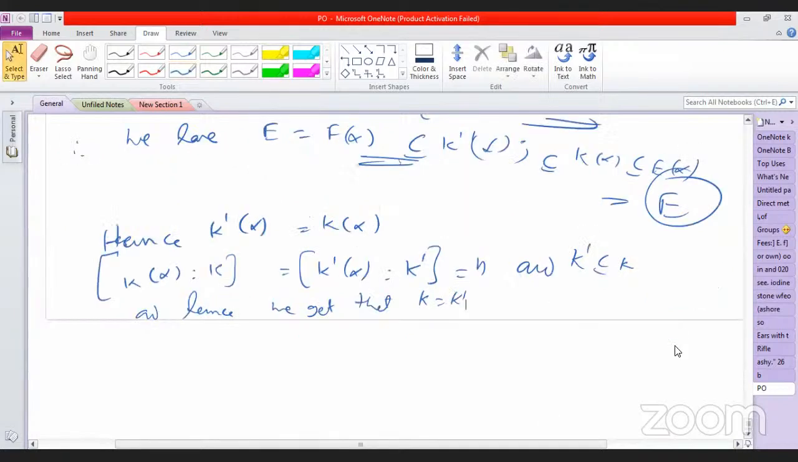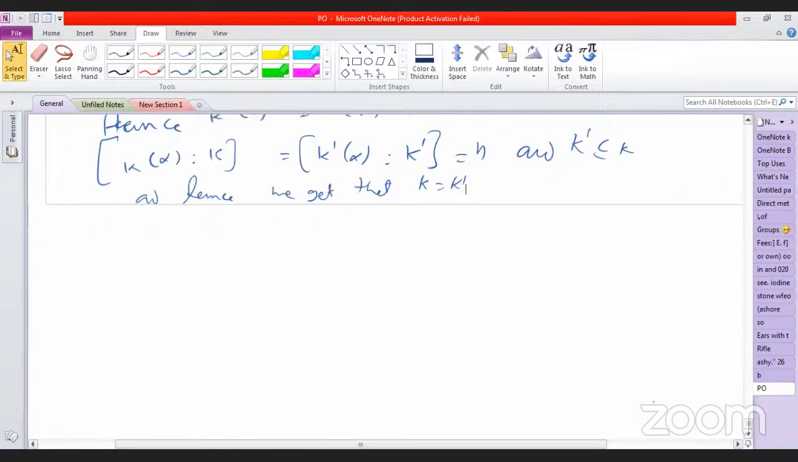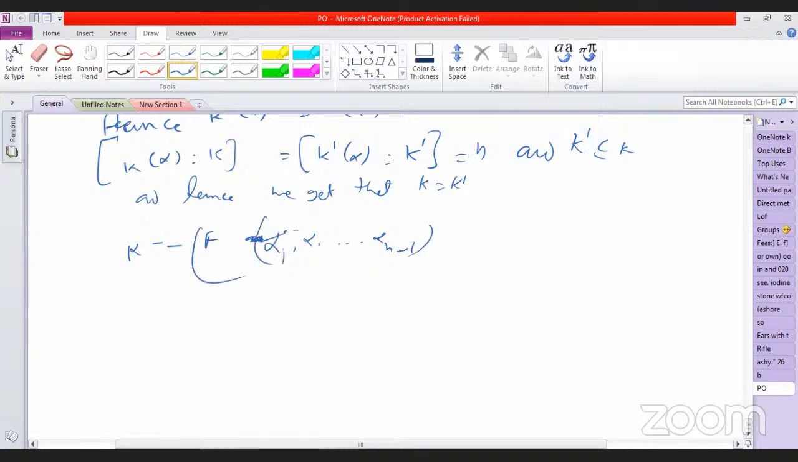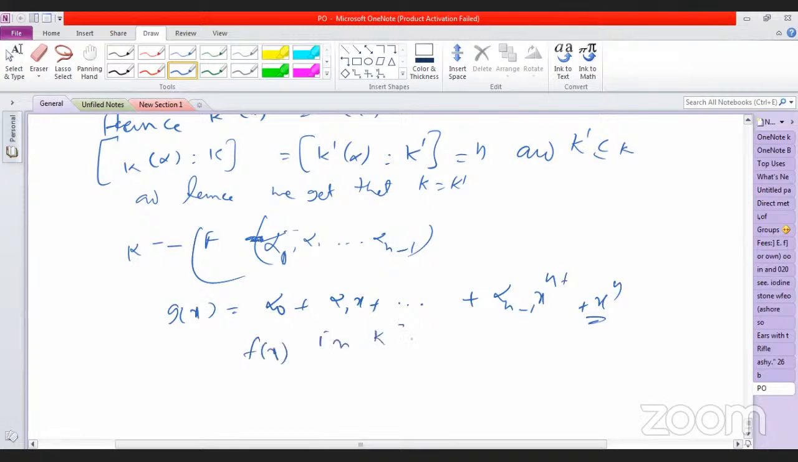So therefore we have to write here K is equal to F of alpha 0, alpha 1, and so on, alpha n minus 1. Therefore g of x is equal to alpha 0 plus alpha 1 x and so on, alpha n minus 1 x power n minus 1 we are taking, that is a monic polynomial, which is a divisor of f of x in K of x we are taking here.